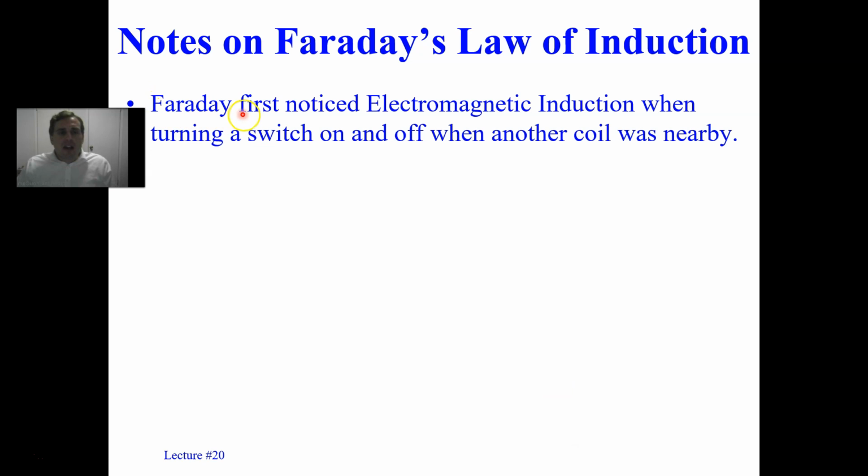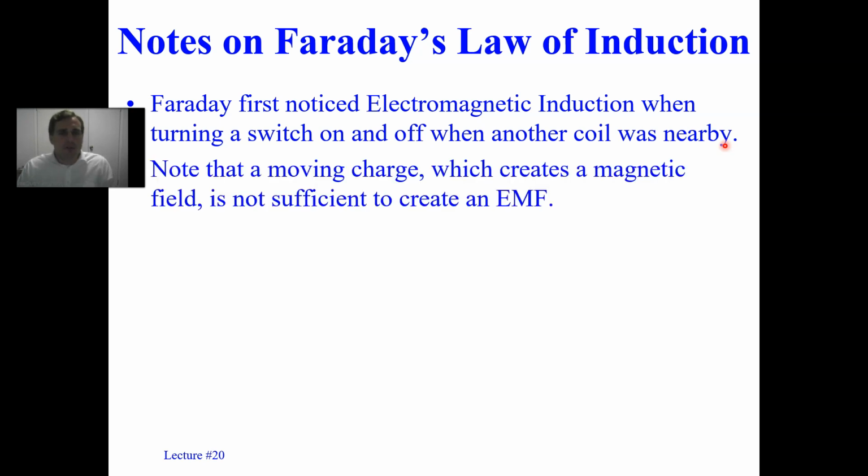It turns out Faraday himself first noticed electromagnetic induction when turning a switch on and off while another coil was nearby. I actually showed this in the intuition video if you've already seen it. Faraday had a wire wrapped around an iron core and two sets of coils, but only when he would close the switch or open the switch was there a change in the magnetic flux through the one coil, and that induced a changing magnetic flux on the other coil. And he actually saw a blip of current, and then it went away very quickly.